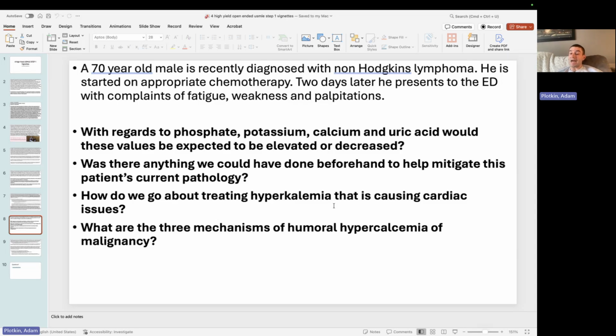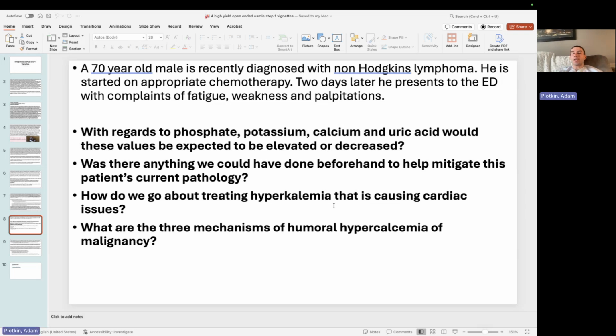So we've got the brief vignette I gave you, and now with this first question, I'm already telling you there's something going on with his electrolytes. So you've got this patient with non-Hodgkin's lymphoma, recently started on chemo, coming in with fatigue, weakness, palpitations, and now I'm telling you there's something up with his phosphate, potassium, calcium, uric acid. I want you to pause your screen and tell me, would they be elevated or decreased, right? They could be different for each one. So go through each electrolyte or each molecule and tell me elevated or decreased. So pause your screen and consider.